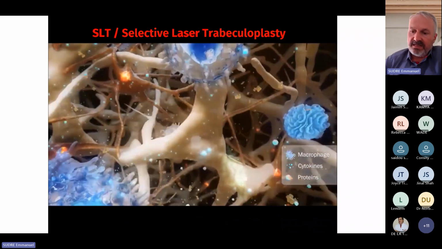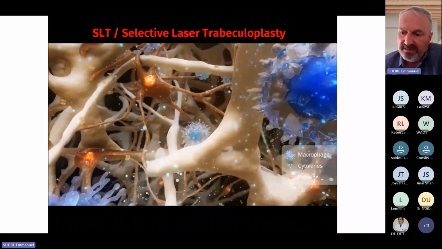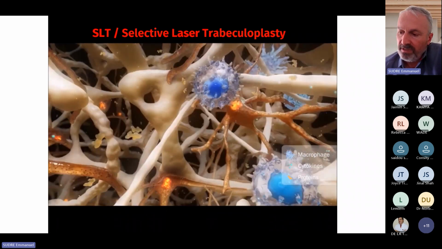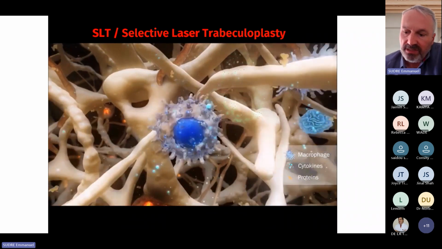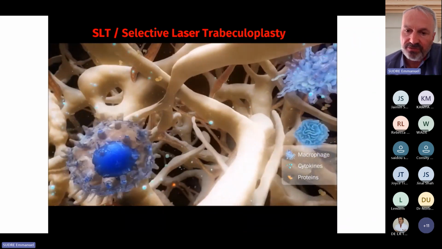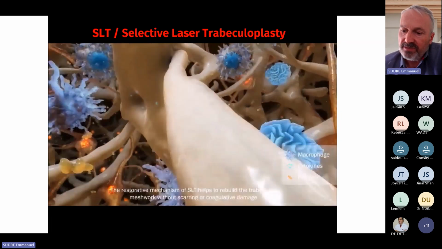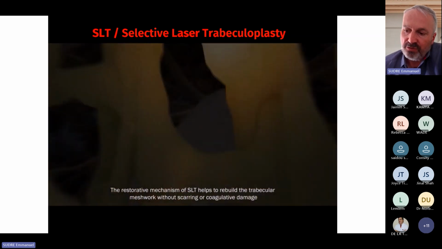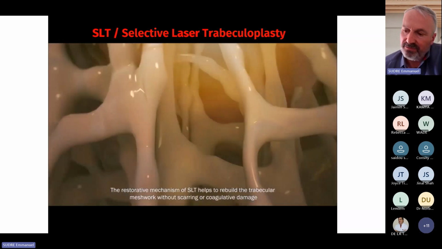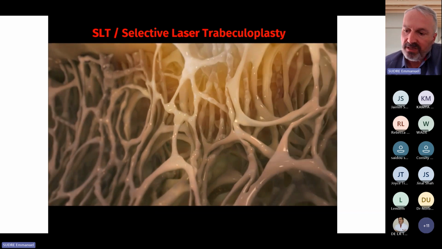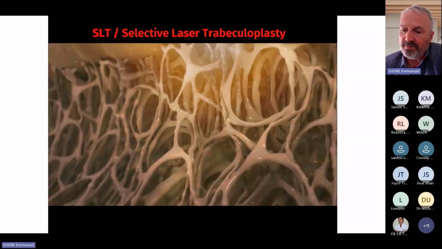This selective photothermolysis takes place at the cell level, producing a wound healing effect without causing structural damage to the trabecular meshwork. Due to this restorative and non-destructive mechanism, SLT does not cause scars in the trabecular meshwork, making it an ideal adjunct to other glaucoma procedures, including mixed procedures, for example.